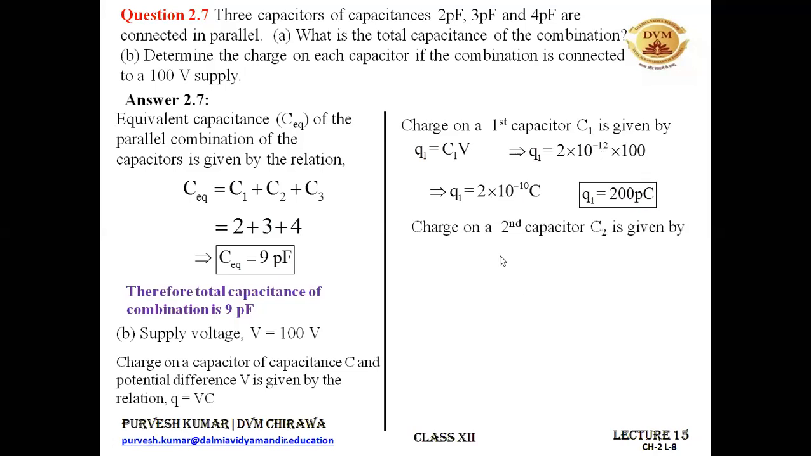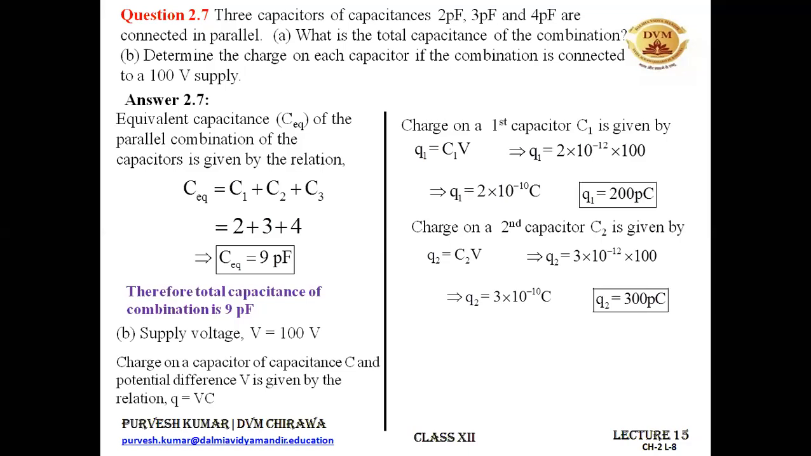Again, the charge on the second capacitor C2 is given by Q2 equal to C2 into V. C2 is the capacitance of the second capacitor. So Q2 is equal to 3 picofarad multiplied by 100. That will be 3 into 10 to the power minus 10 coulomb. That is equal to 300 picocoulomb.